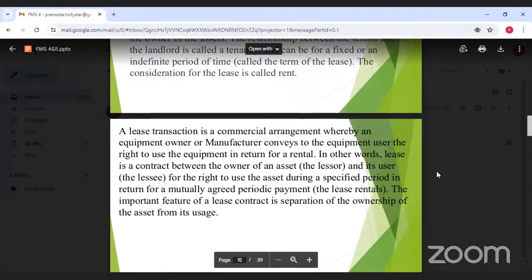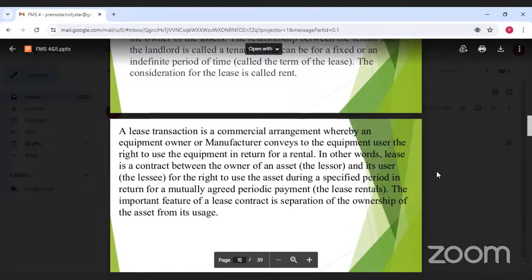So suppose Bharati requires huge machinery to be set up in her industry, but Bharati does not have the capacity to buy that machinery. What she did, she approached Nagamani to take that machinery on rent basis for a period of 3 years. Nagamani agreed to this, and she fixed a certain rent amount for that period.